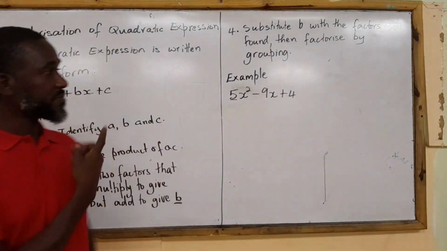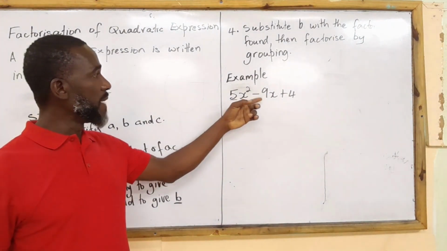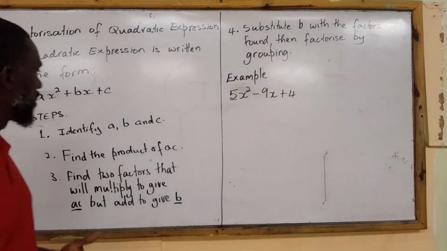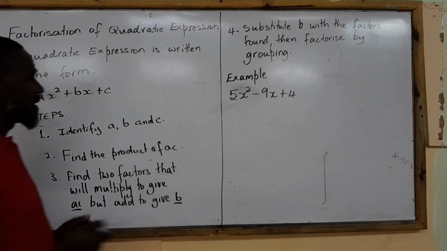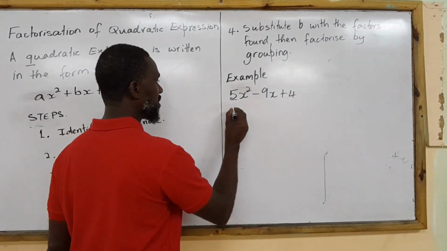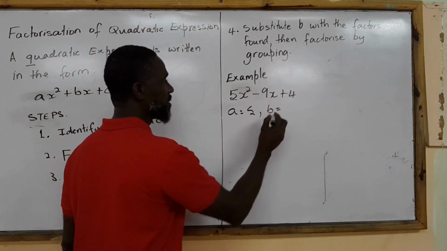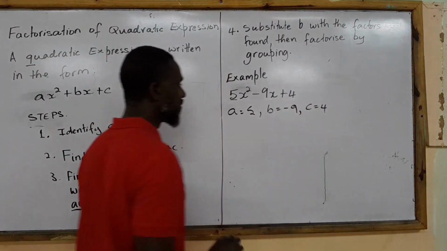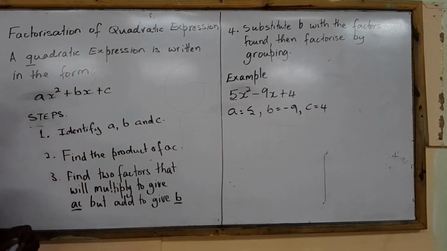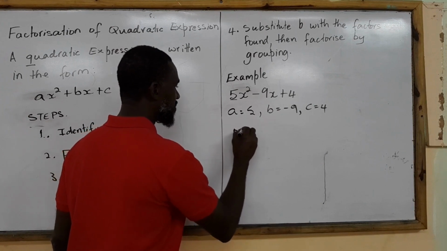So here we have 5x squared minus 9x plus 4. So again, if we are to follow step 1, we identify a, b, and c. So a here is equal to 5, b is equal to negative 9, and c is equal to 4. Now that we are done with step 1, we can go to step 2, which is to find the product of ac.